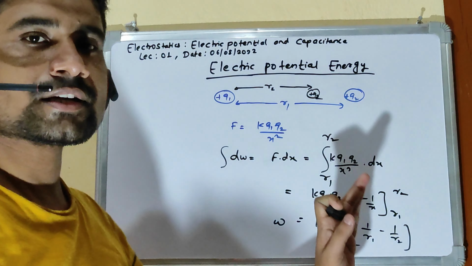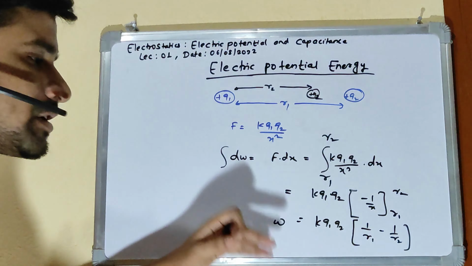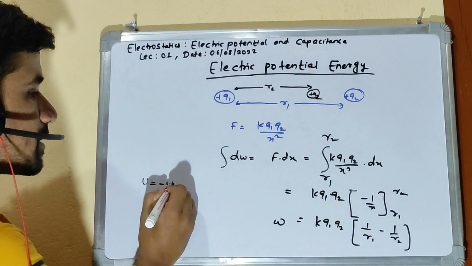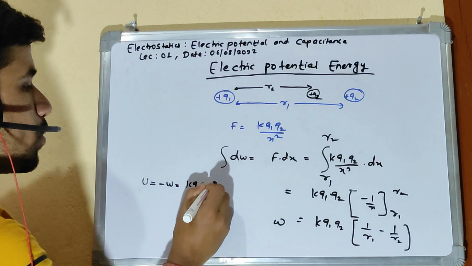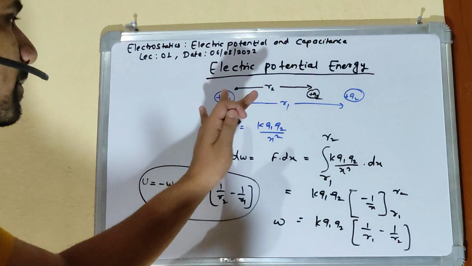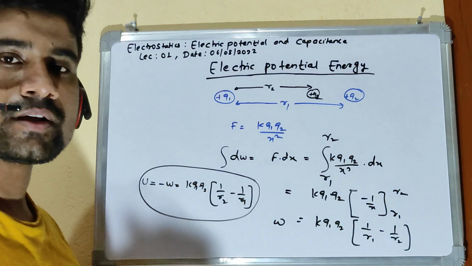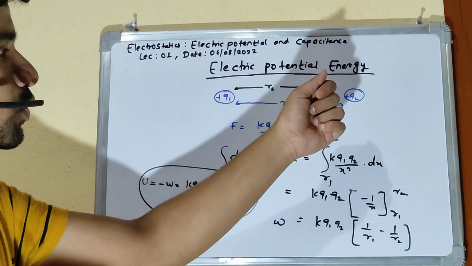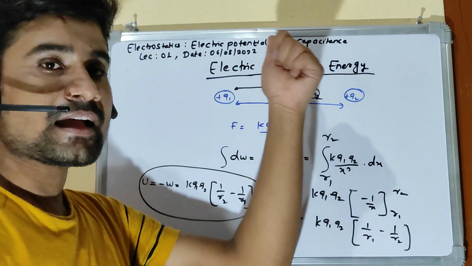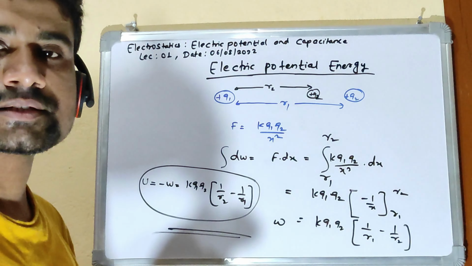And since this work done is against the force, the potential energy which will be generated or stored will be the negative of work done, right? So this U, which is the representation of potential energy, is nothing but minus of W, which is nothing but k q1 q2 into 1 by r2 minus 1 by r1. So to shift q2 from a place r1 to a place where it is at r2 distance from q1, this much amount of potential energy is stored in the system, right?